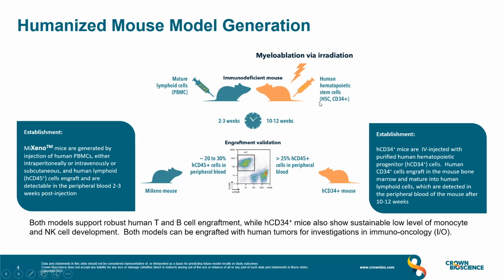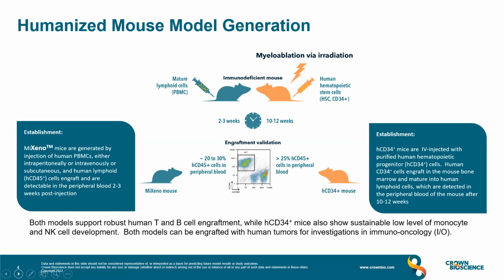The other model that I'll describe in a little bit is basically injecting mice with human hematopoietic stem cells, or CD34 cells. In this process, you have to myeloablate the mouse first to clear out the bone marrow, but what you have is human hematopoietic stem cell engraftment in these mice, and you have a very long-term, robust humanization. These mice, however, take 10 to 12 weeks to demonstrate their humanization potential.